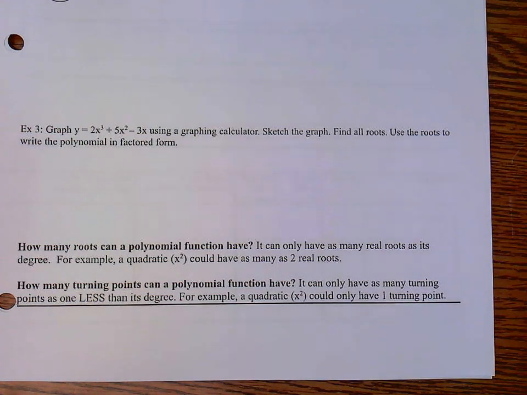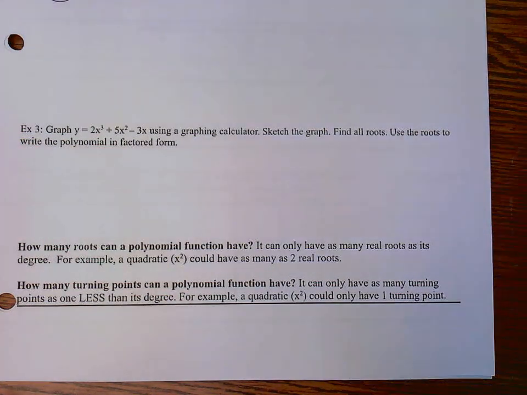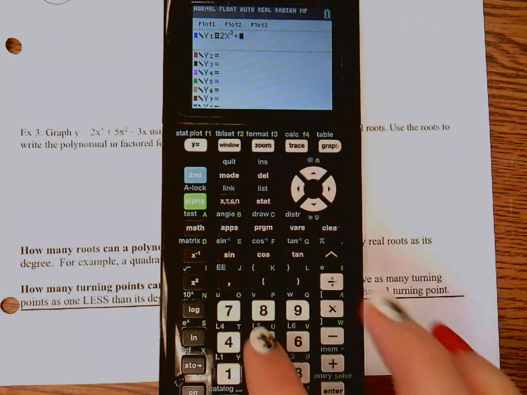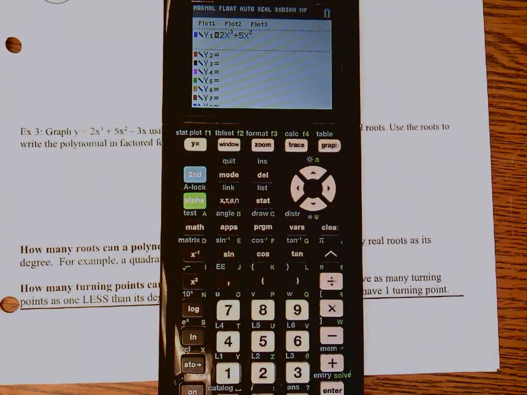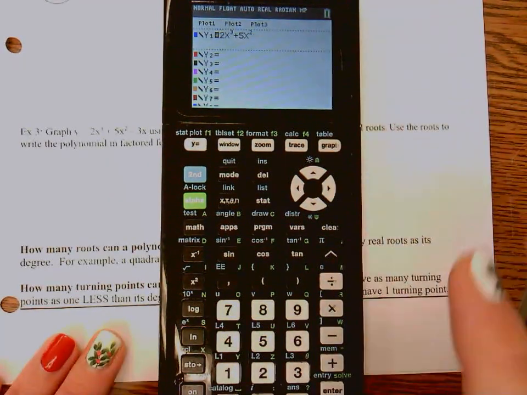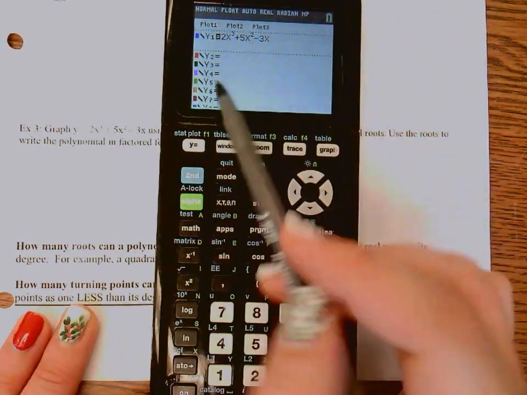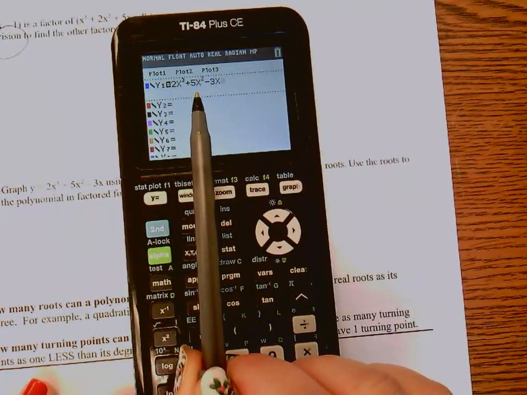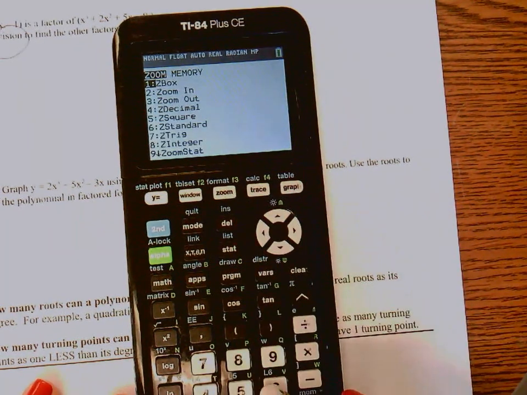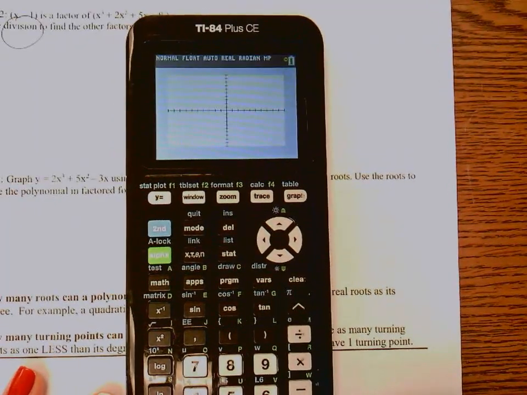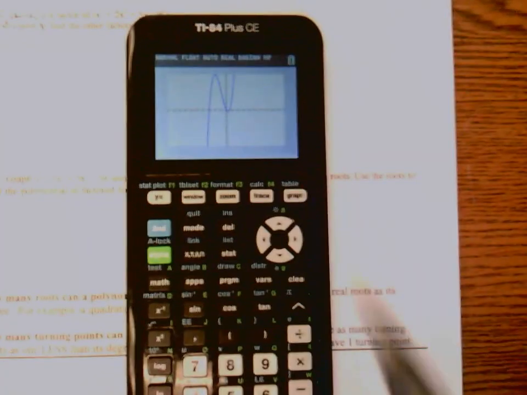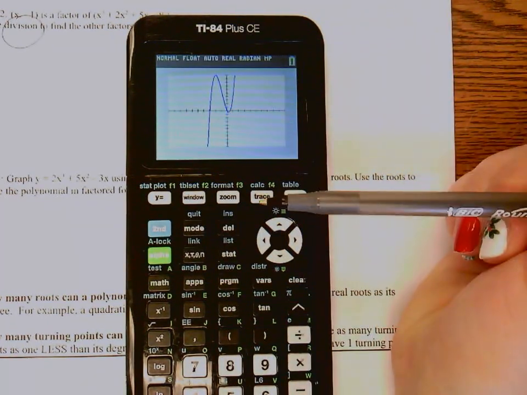I can do it for you, or you could graph it on your own calculator. 2x to the third plus 5x squared. Go. So I'm putting this in my graphing calculator in the y equals menu. I'm skipping to example 3, and I did 2x cubed plus 5x squared minus 3x. I haven't graphed on this calculator yet today, so I'm just going to hit zoom 6 so that I'm back to a 10 by 10 viewing window. And I can see where one of the x-intercepts is. It's kind of hard to tell where the other x-intercepts are, right?